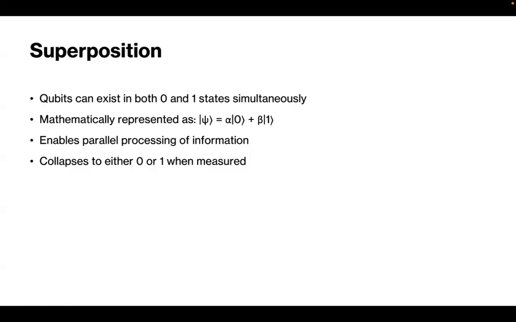Now let's discuss the fundamental topics in quantum computing. The first key concept in quantum computing is superposition. Unlike a classical bit that must be either 0 or 1, a qubit can exist in a state that's effectively both 0 and 1 at the same time until we measure it.